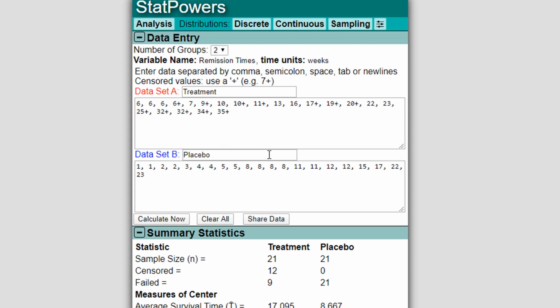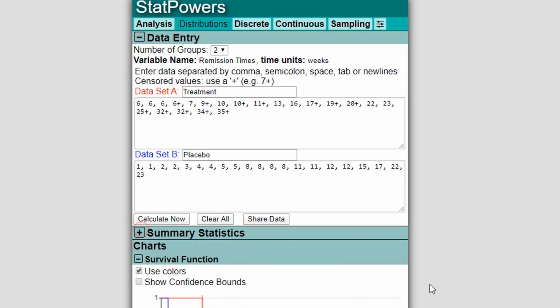We have a treatment group and a placebo group. You can see that we have some censored data in our treatment group, and we don't have any censored data in the placebo group. There was remission for all of these in the placebo group, but not all for the treatment group. Now we can see the statistics are given for both of these groups. That's fine. Now let's take a look at the survival functions.